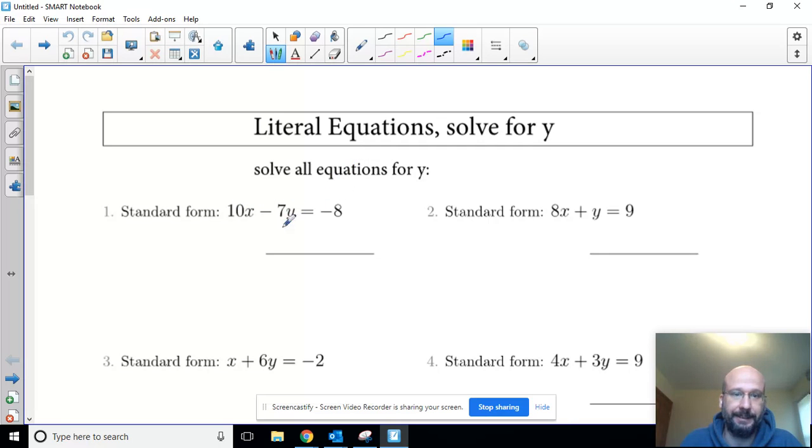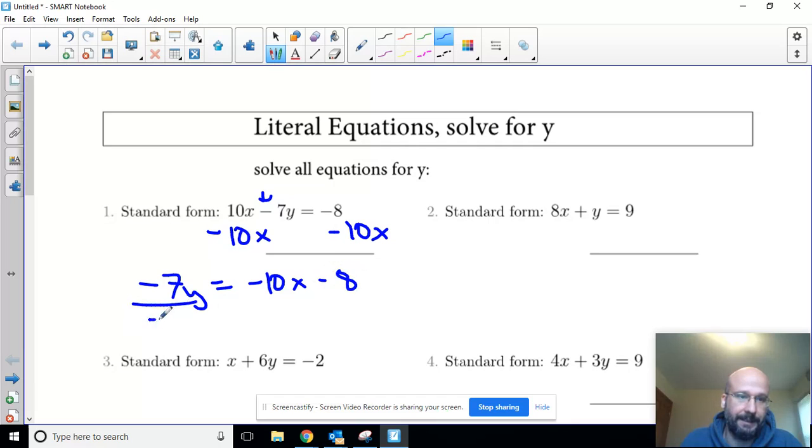10x minus 7y equals negative 8. So positive 10x, I'm going to subtract it. And then that gives me negative 7y, right? Because that's a negative 7y equals negative 10x minus 8. And then I'm going to divide by negative 7. And that's going to give me y equals 10 over 7x, because negative and negative is positive, plus 8 over 7.